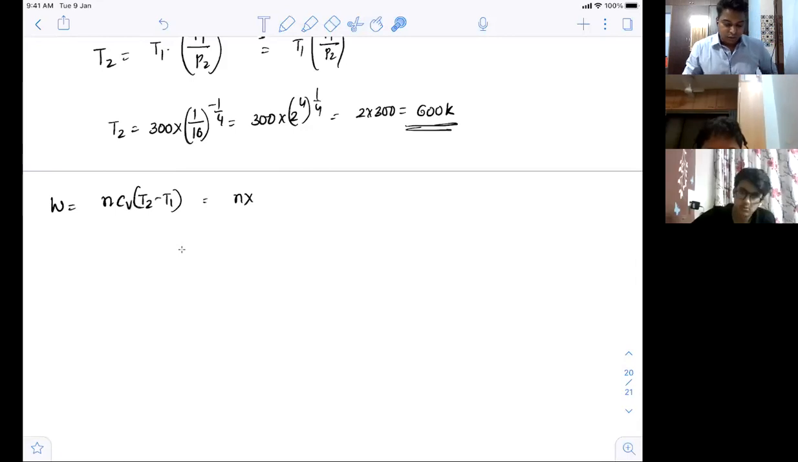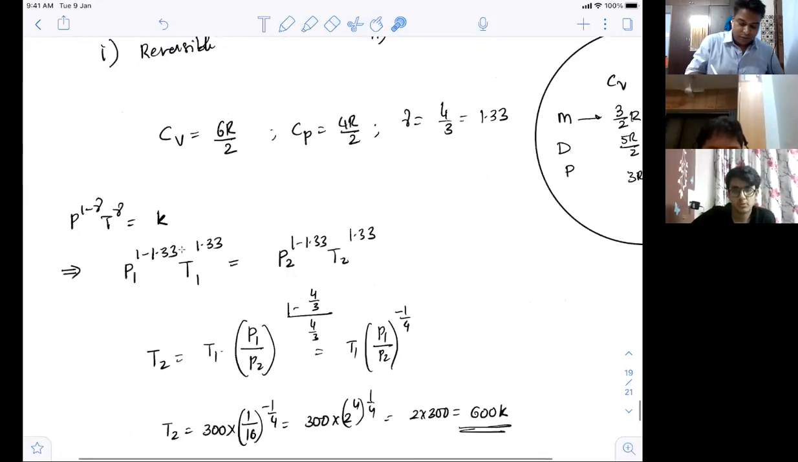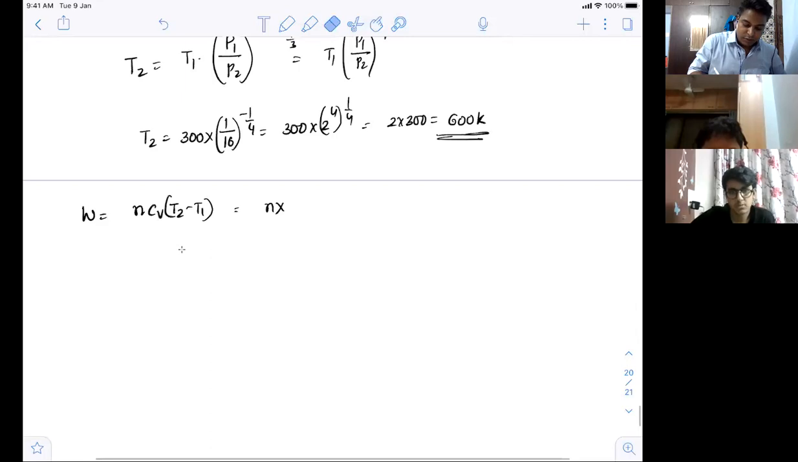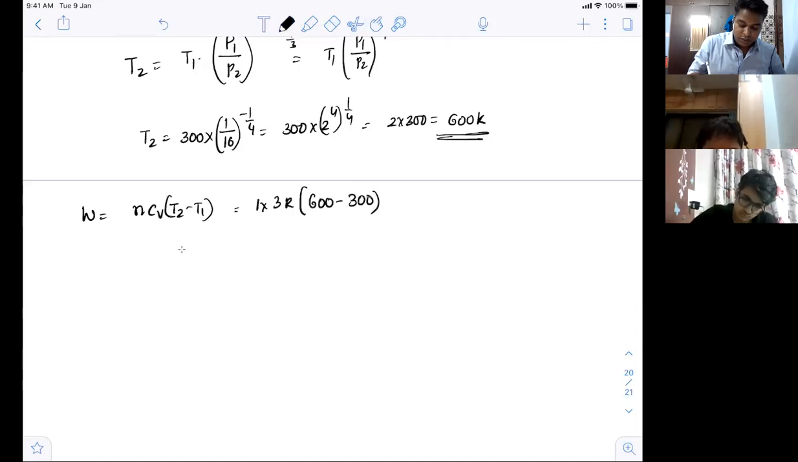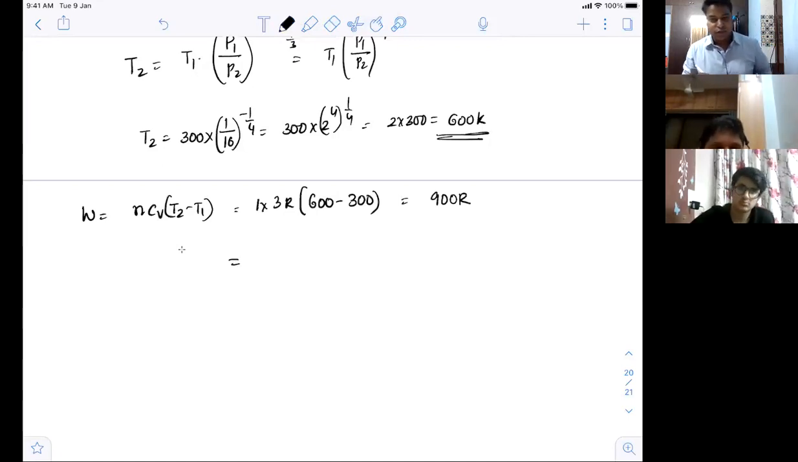How many moles? See the question. 1 mole is being used. So therefore, it is 1 mole into 3 by 2 R. Sorry, only 3R. 3R multiplied by T2 minus T1, which is 300. So how much are you getting? 900 R.